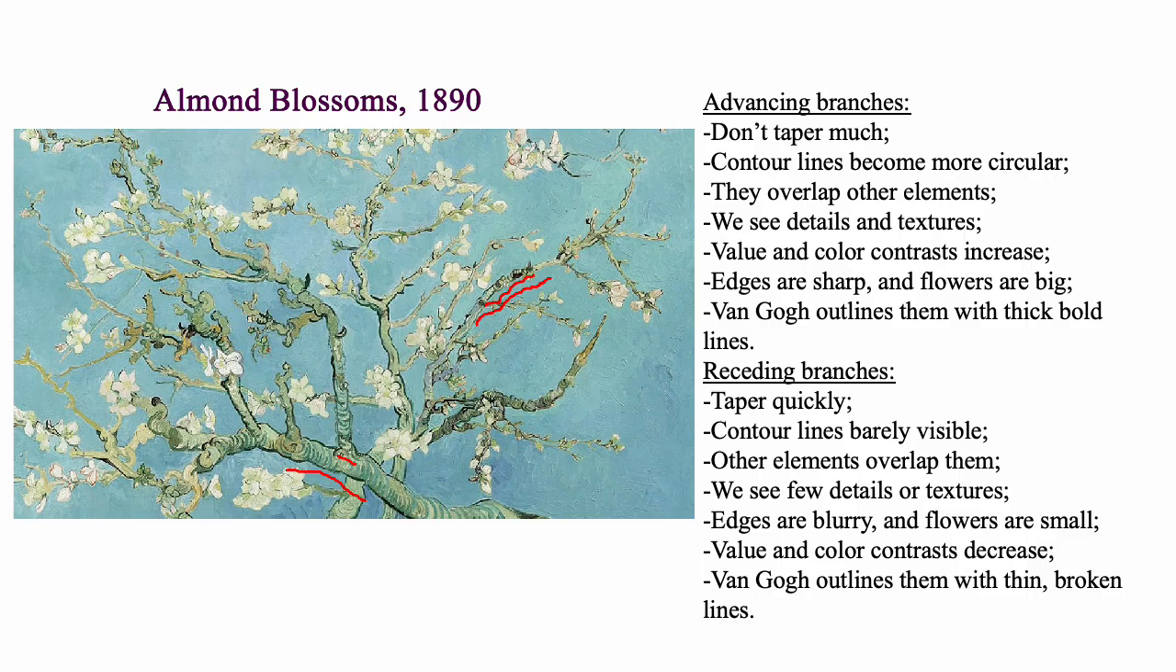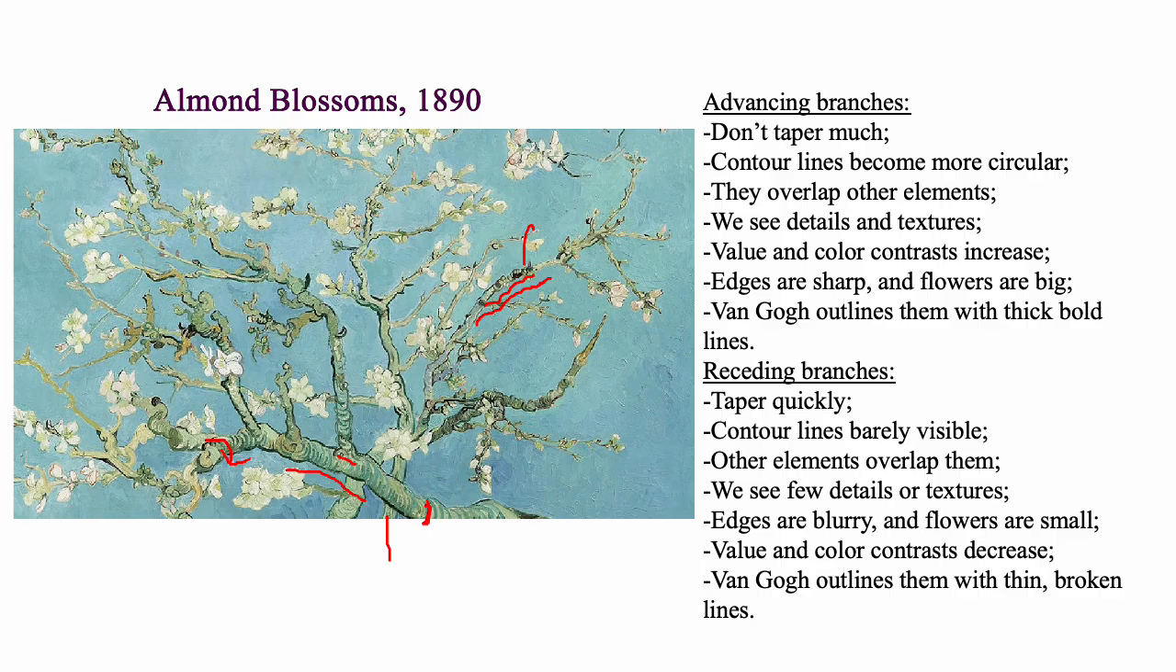Now for the advancing branch here, we see details and textures with sharp edges. And the contours are elliptical here and they're more circular over here. Now what Van Gogh does that other artists generally don't do is he boldly outlines this branch with black, dark lines, increasing the value contrast and making the edges sharp. And he uses thin, broken lines to outline the receding branches, so their edges are less defined.